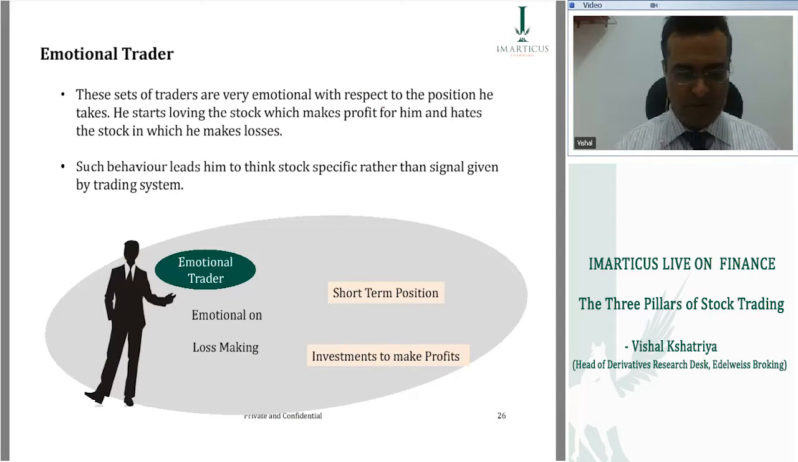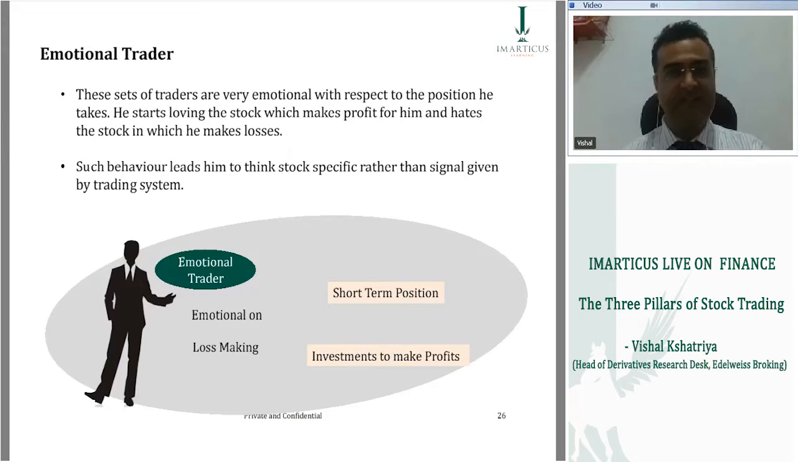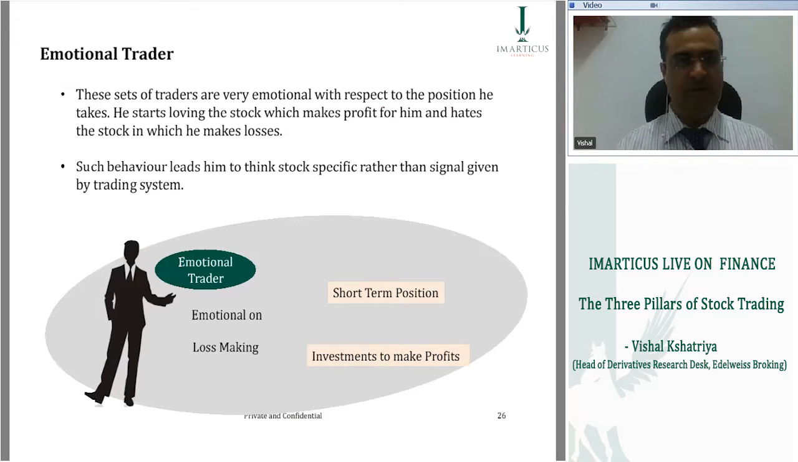Third, the emotional trader. What will happen? "You know what? I just love Reliance. I will never ever sell Reliance." So they fall in love with the stock. And then they will start saying, "This is a stock in which I never make money." This is not a correct way to approach. The correct way to approach is to buy the stock, and sell the stock when your trading plan says exit.